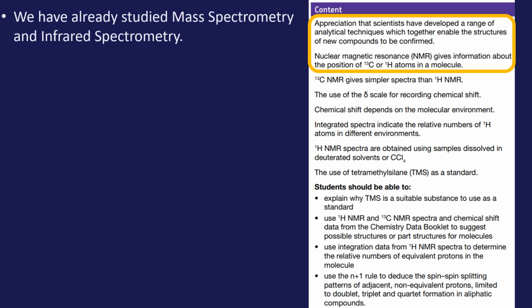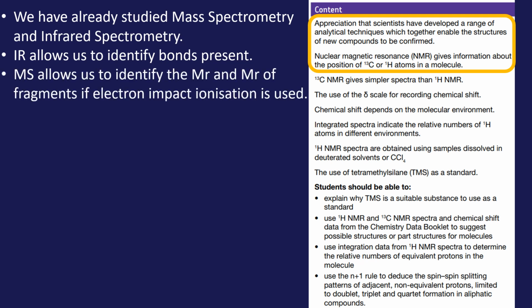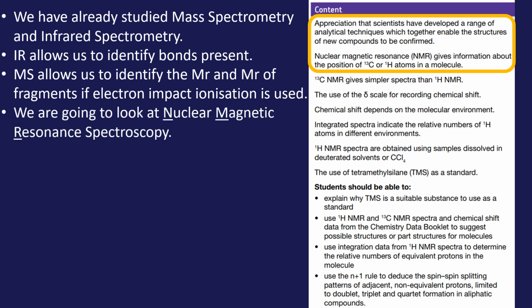So let's start here. We've already studied mass spectrometry and infrared spectrometry in first year. Infrared was used to identify bonds that were present, and the mass spectrometry allowed us to identify the relative mass of the molecule, and we could also get fragmentation patterns or the molecular mass of specific fragments if we used electron impact. We're going to look at NMR now, which is nuclear magnetic resonance.